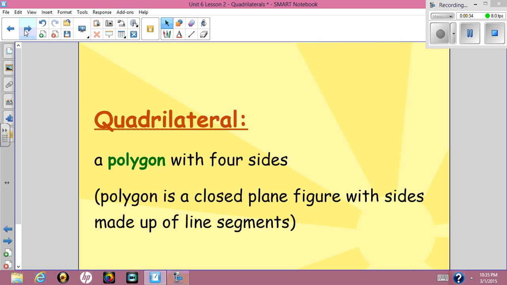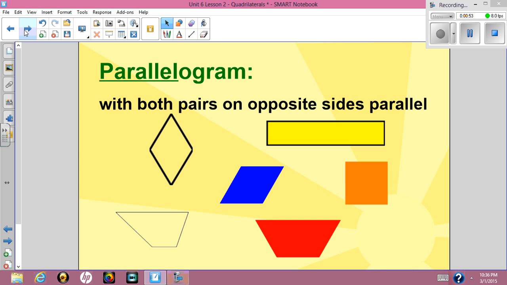So a quadrilateral is a polygon with 4 sides. And if you recall, when we discussed what polygons were in Lesson 1, it said a polygon is a closed plane figure with sides made up of line segments. So we're going to look at some different kinds of quadrilaterals and identify their attributes.